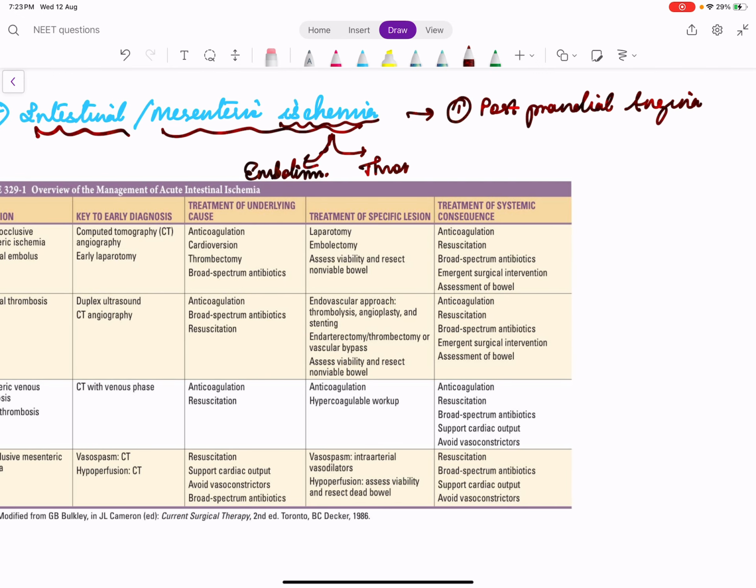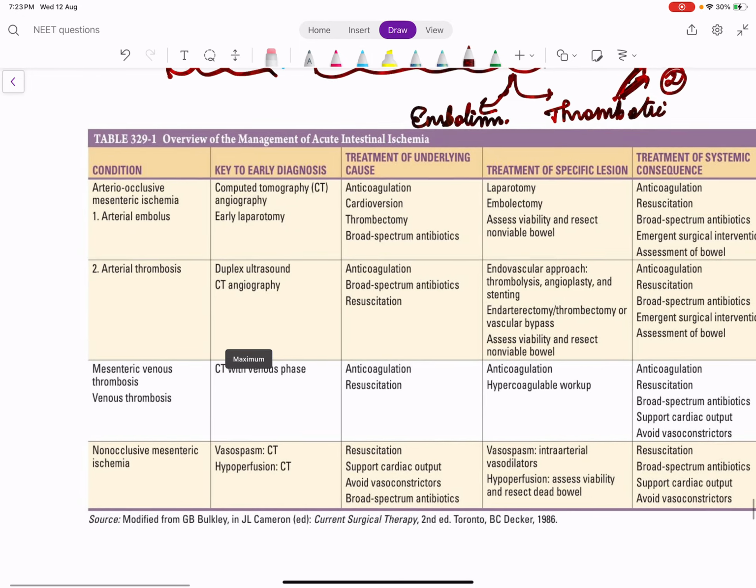Then comes thrombotic. Thrombosis means it's a long-term process where the blood vessel gets narrowed. So one clinical feature of this thrombosis is, in peripheral arterial disease we call it claudication. In coronary artery disease we call it stable angina. In mesenteric ischemia, we call it postprandial angina. So there is abdomen pain following food intake. If there is abdomen pain following food intake for a long time, it means there is some thrombosis which is occurring, right? So that is what is given here.